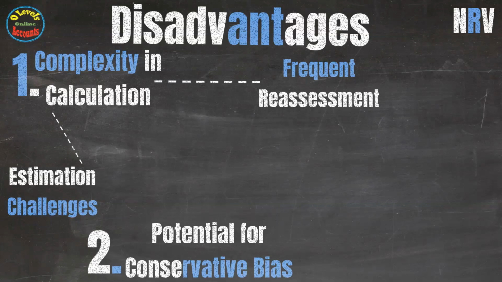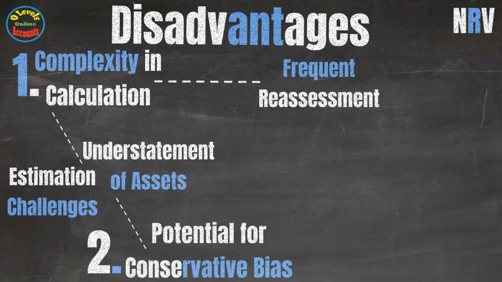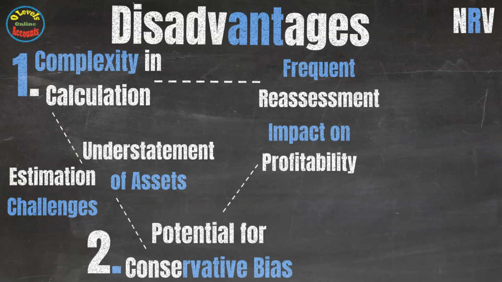The first one is understatement of assets. While the conservative approach helps prevent overstatement, it may also lead to the understatement of inventory values, potentially undervaluing the company's assets and affecting financial ratios. The second point is impact on profitability. Writing down inventory to net realizable value can reduce reported profits, which may not always reflect the company's long-term profitability, especially if market conditions improve later.